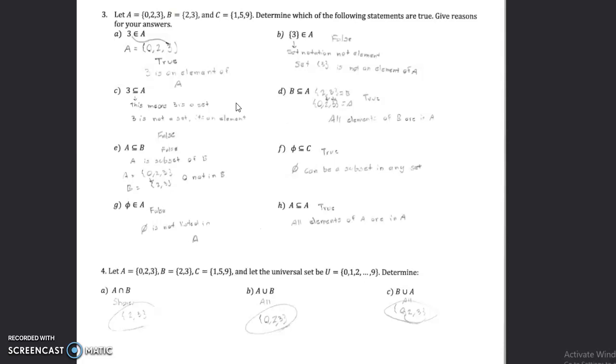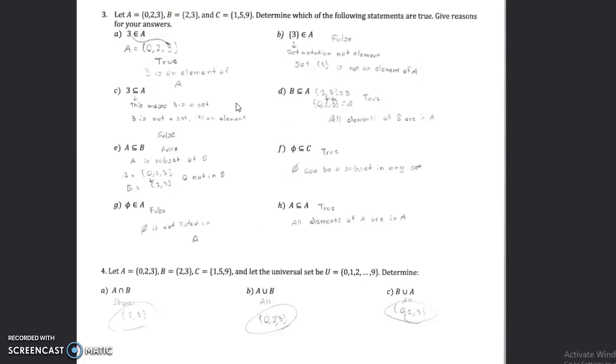Moving on to D, we have the same notation as last time, where B is a subset of A. If you look at the elements of B, we have 2 and 3. If you look at the elements of A, we have 0, 2, and 3. All elements of B, 2 and 3, are in set A, 0, 2, 3, which is true. You can say all elements of B are in A.